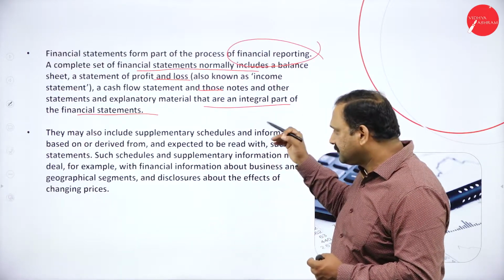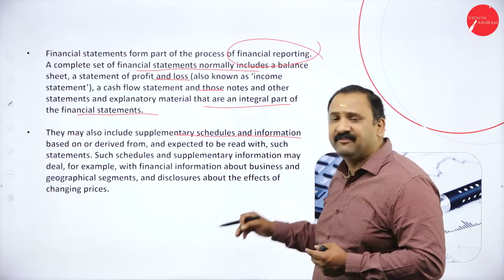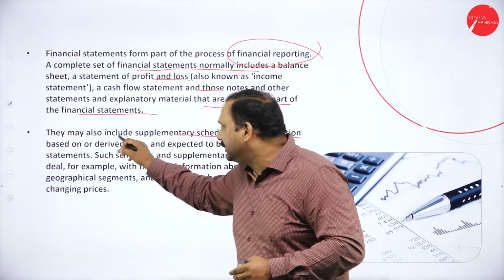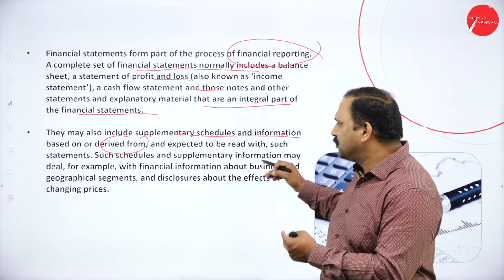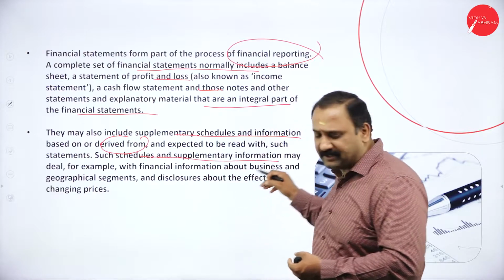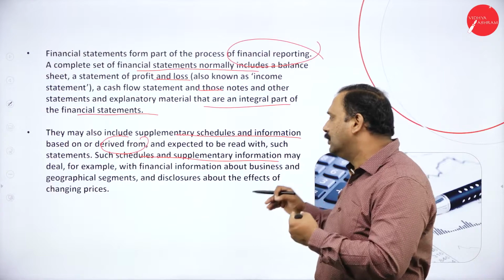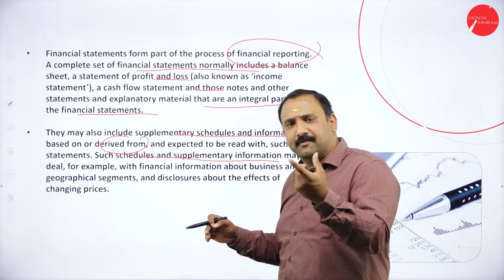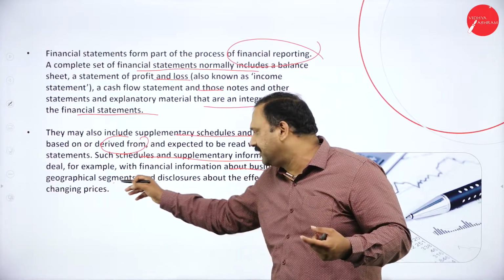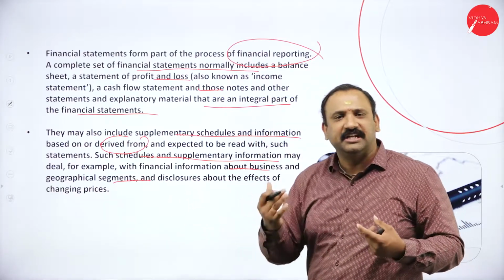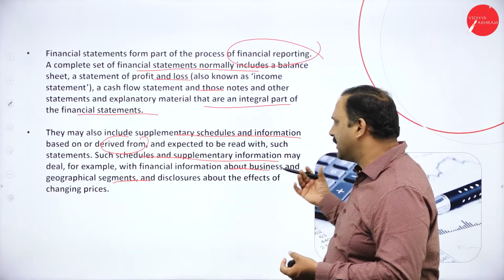Followed by, they might also include the supplementary schedules and information based on the derived form, the expected form to read with, such as the statements, the schedules, the supplementary information that is provided. All those factors are going to be looked into, because in the financial information, for example, it might be about the business, it might be about the geographical statement, the disclosures in terms of the price, effective prices, changing factors, all those things that might be brought in.